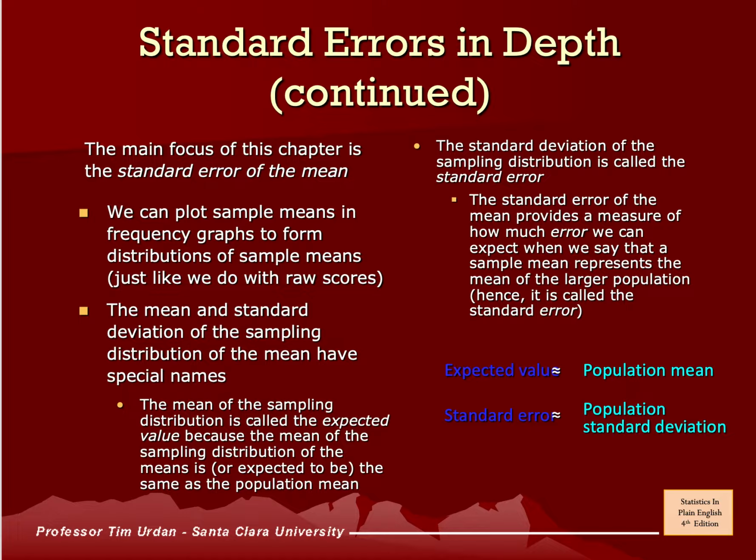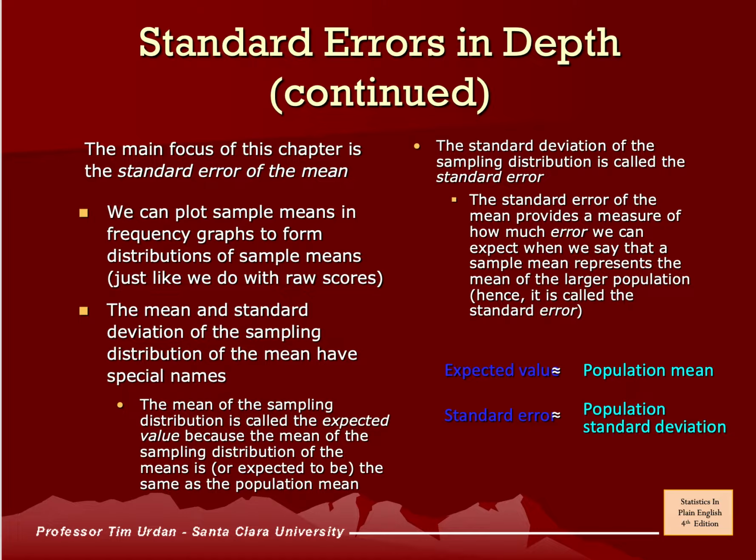So the main focus for chapter 6 is really going to be on standard error of the mean. And some key ideas from the standard error of the mean is that, again, I can plot those sample means in a frequency graph, so how quickly they stack up around a value, and that's going to form that sample mean distribution. So it's exactly what we do with raw scores, but we're just plotting means.